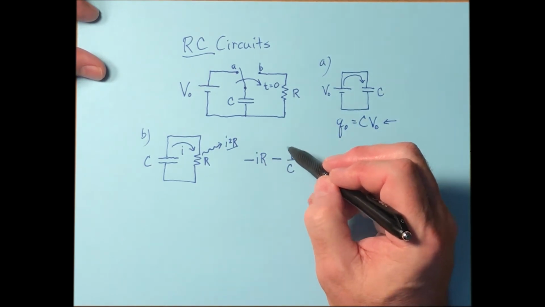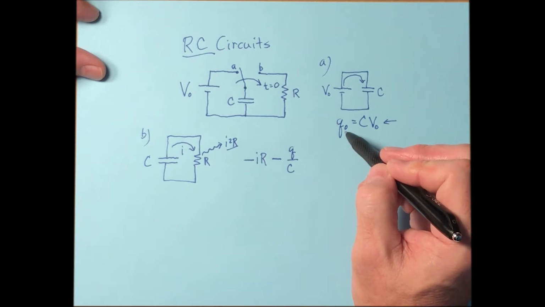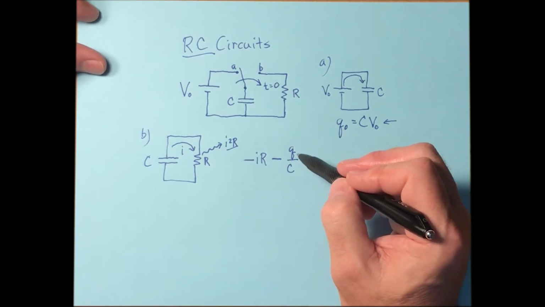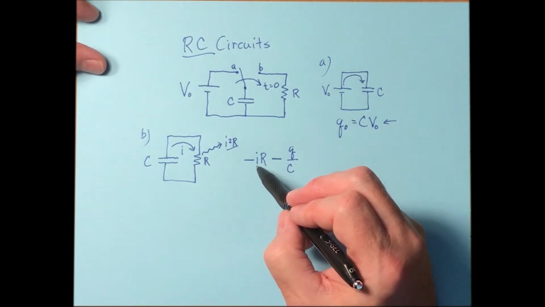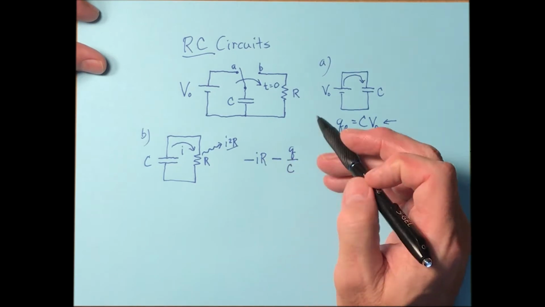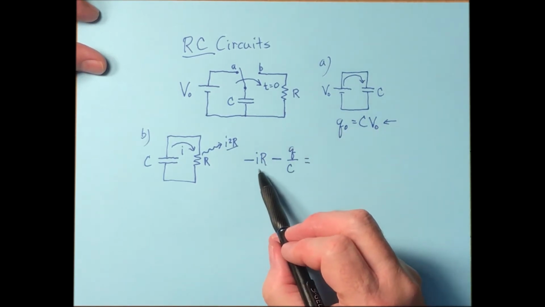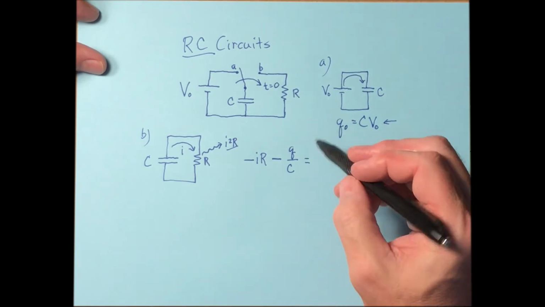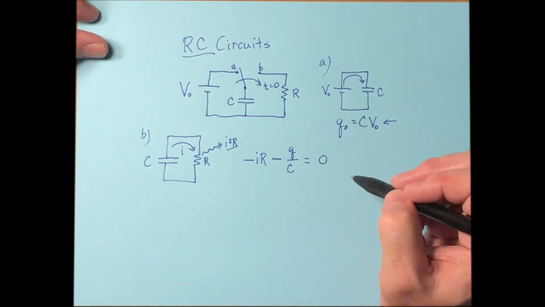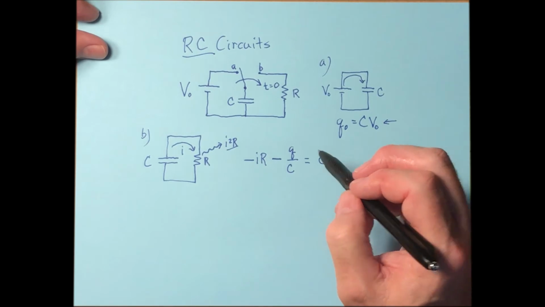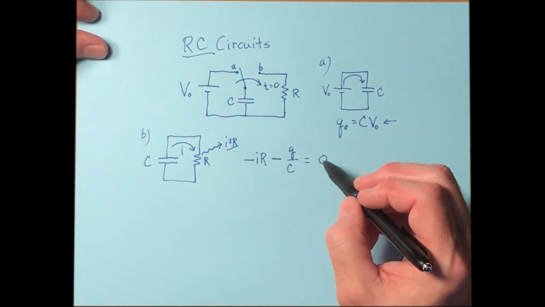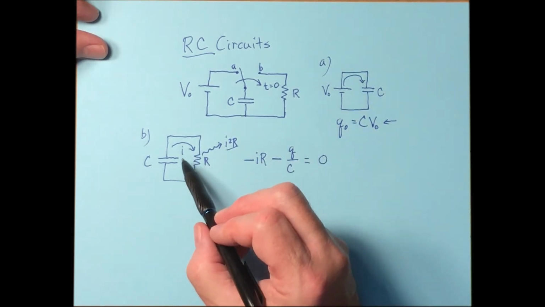All right, so this is a drop. This is a drop. This Q is not that Q. That's the initial Q at t equals 0 right there. So this Q right here is going to change with time. The current's also going to change with time. But both of these drops, that's on the left-hand side of the equal sign here, that's the sum of the drops. Well, where are the rises? There aren't any. So it's got to be 0. So this is an equation then that describes this circuit.